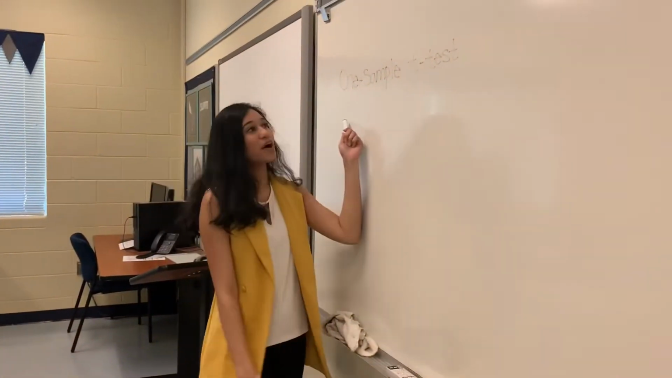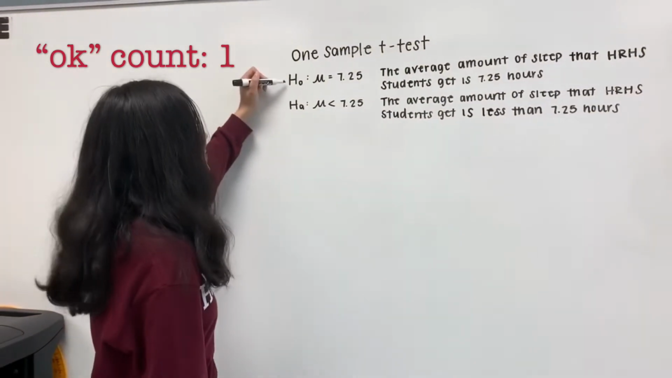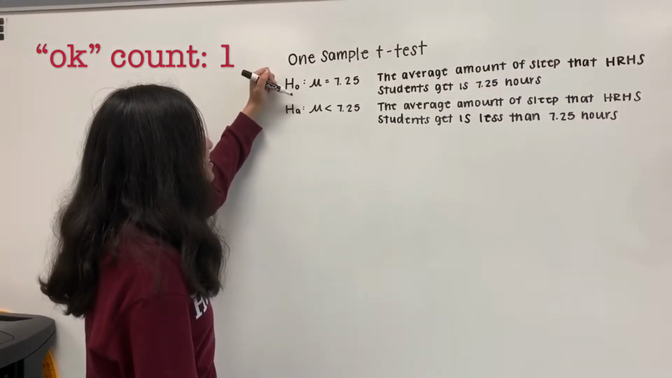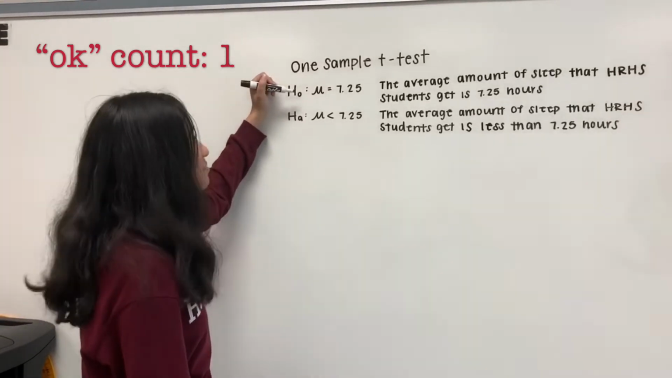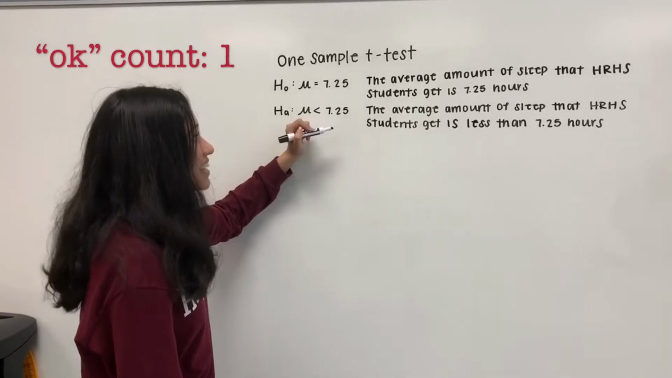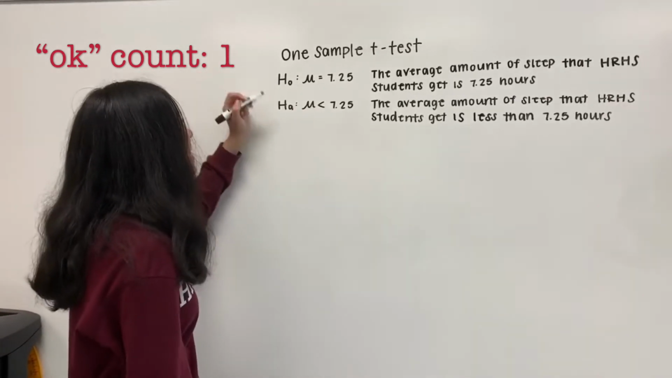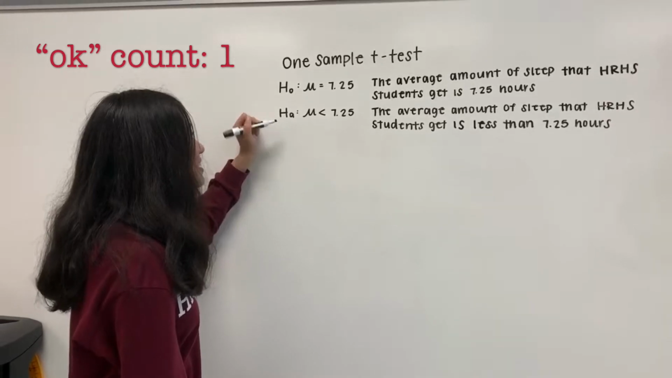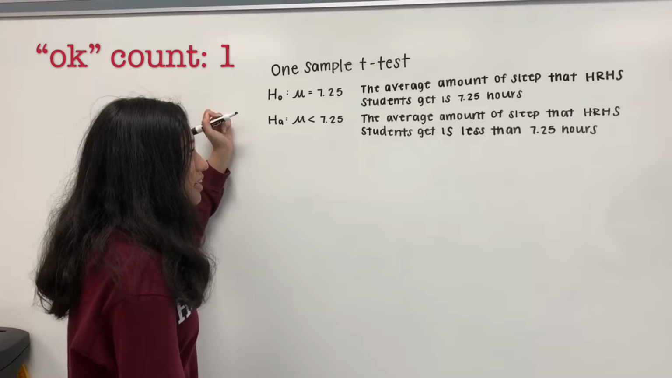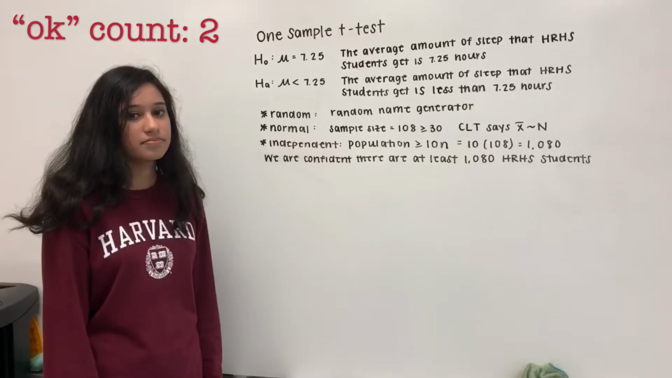I have the solution to your problem. We can conduct a one-sample t-test. Okay, so the first step is to write the null and alternative hypothesis. The null hypothesis is that mu is equal to 7.25, which is the average amount of sleep that HRHS students get, 7.25 hours, which is the national average. And then the alternative is mu is less than 7.25. This is the average amount of sleep that HRHS students get is less than 7.25 hours.